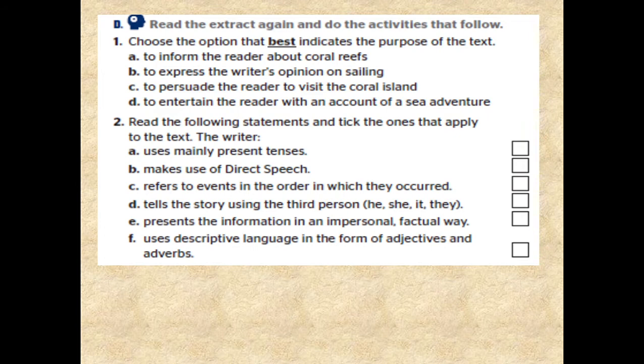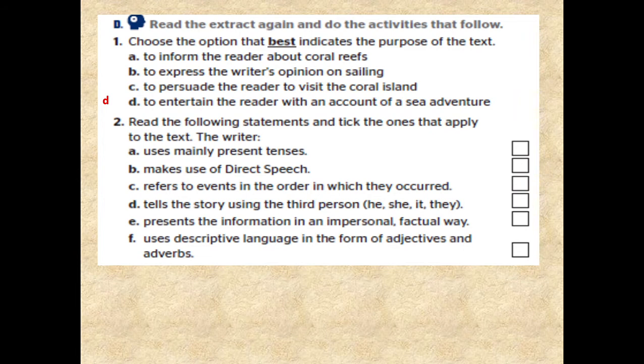Dears, have you finished? Well, question number 1. Choose the option that best indicates the purpose of the text. Let me ask you a question first. What kind of text is this? Yes, exactly, it's a story, a narrative. So what is the purpose of each narrative? To entertain the reader. Excellent, to entertain the reader with an account of a sea adventure.